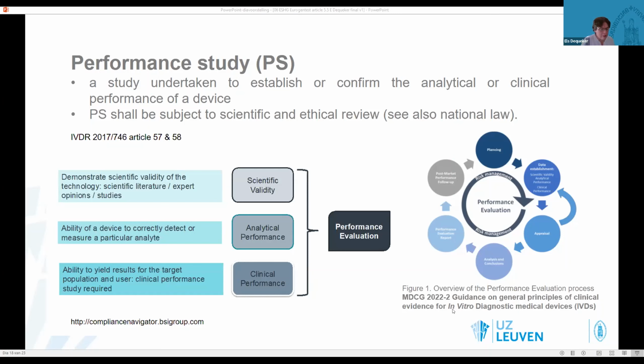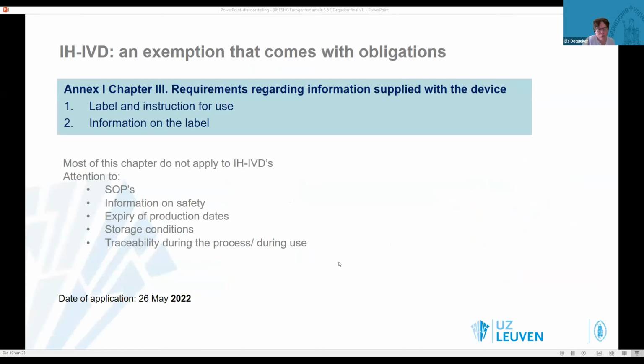There is a guidance document about the general principles of clinical evidence for in vitro diagnostic medical devices, and that already gives information on how you can do this performance study. As I told you, we could discuss this a whole afternoon to explain it, but this is an important document, and what you already know about validation is really valuable, but we need to do a little bit more.